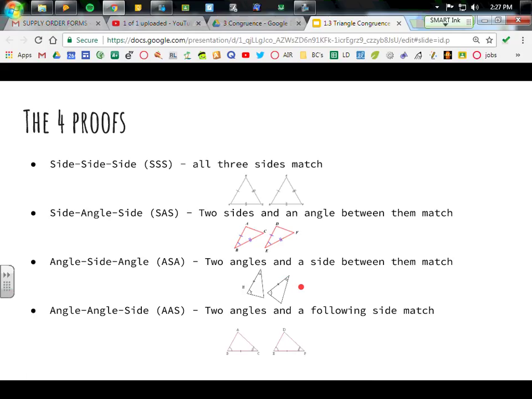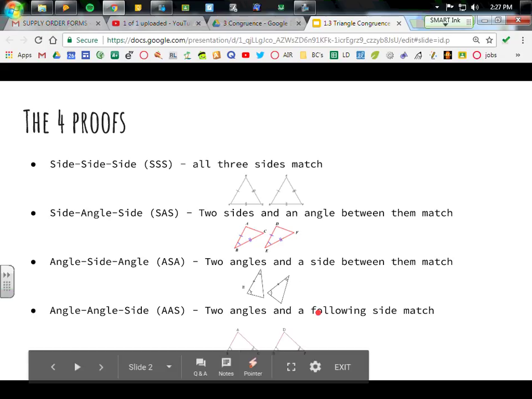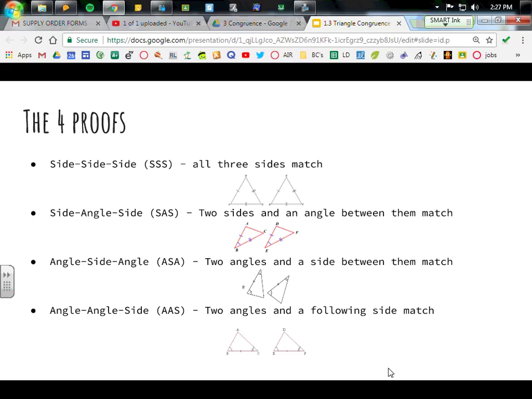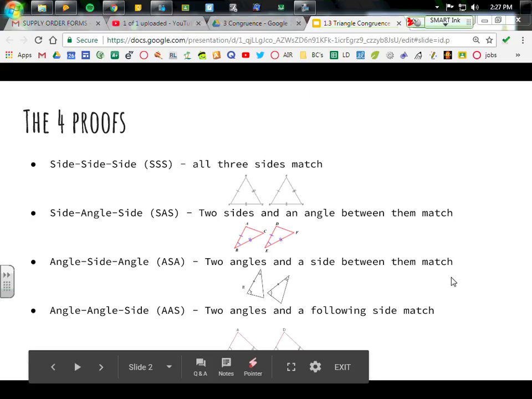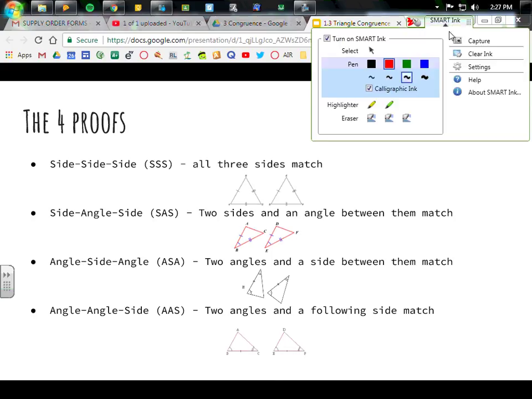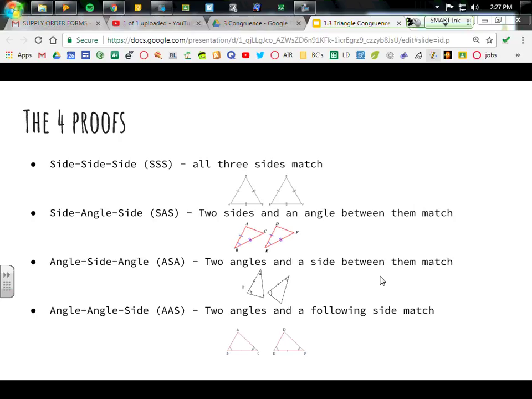The fourth proof is angle, angle, side. All right, my little navigating box needs to get out of the way. So again, order matters. So we will have 2 angles that are adjacent to each other, and then a side that sits outside of them. So I'm going to have to make a mark here.